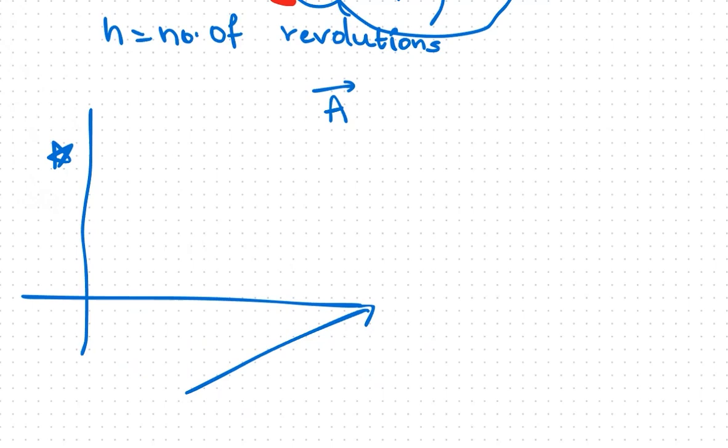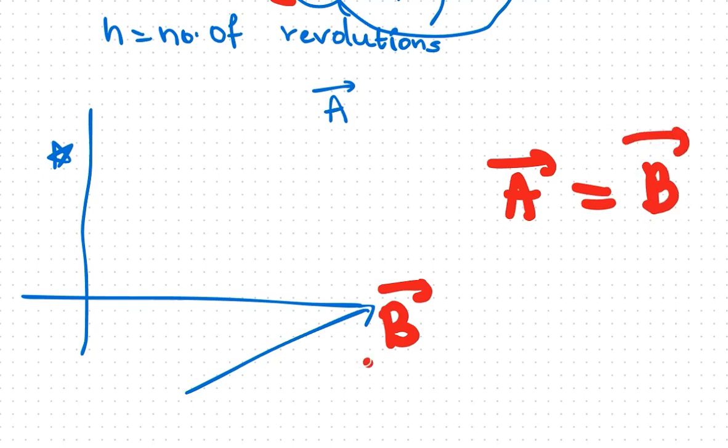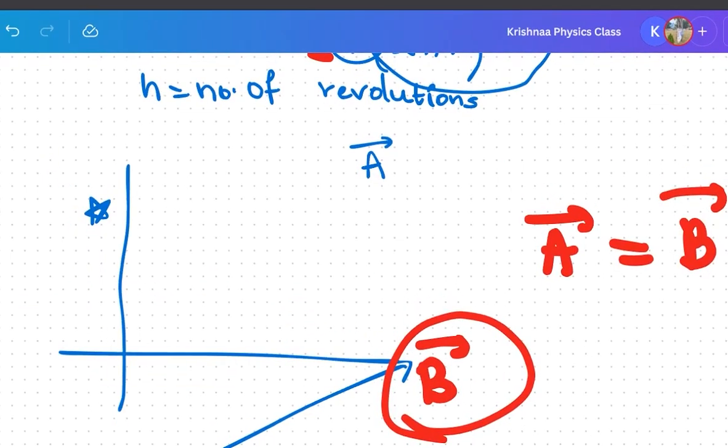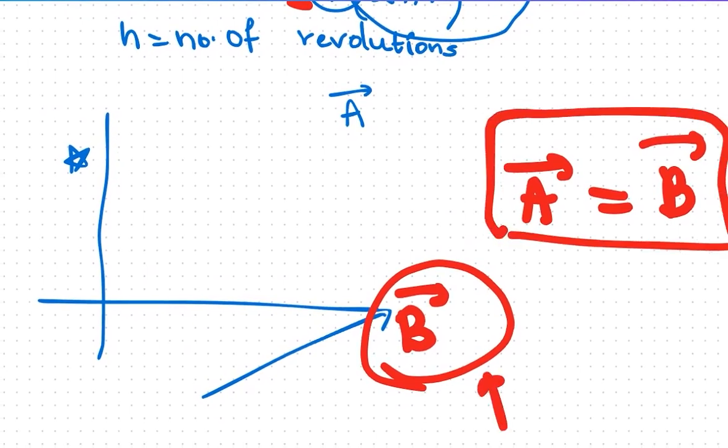But what about the direction it is pointing towards? Is it changing the direction? No, it's still pointed like this, just in different places on the coordinate. Magnitude not changing, direction also not changing. So can we say that, let's say this is B vector, A vector is the same as B vector.